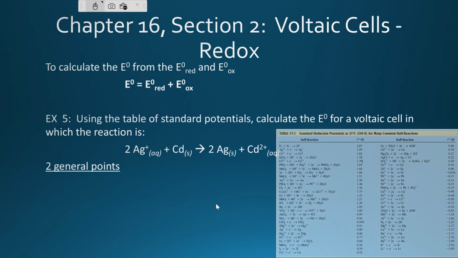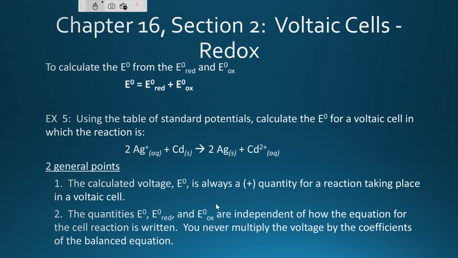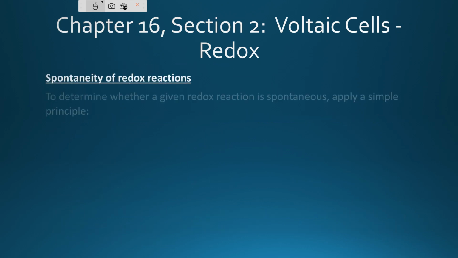Okay, there's my table. And there's a couple of points I want to emphasize along that. Make sure that that E value is always a positive quantity. If it doesn't, then it's basically never going to go. It's what we call non-spontaneous. The quantities are independent of how the equation for the cell's reaction is written, though. You can never multiply the voltage by the coefficients. If you see those balance things, those aren't mole ratios to energy or anything like that. Watch out for those. But you can't just look at this and add up from that table either. You've got to make sure you figure out who's my oxidizing and reducing. So those are the general points I wanted to bring home.